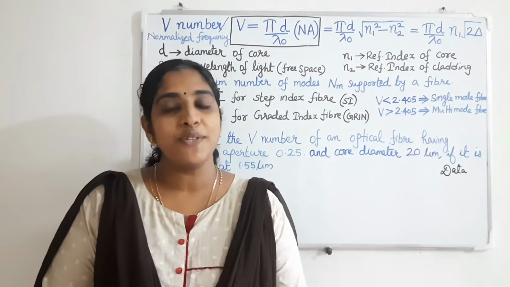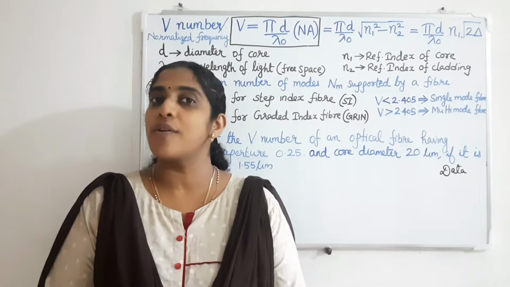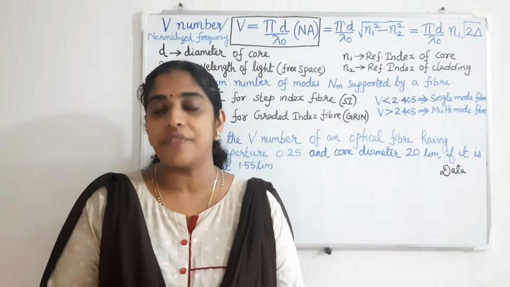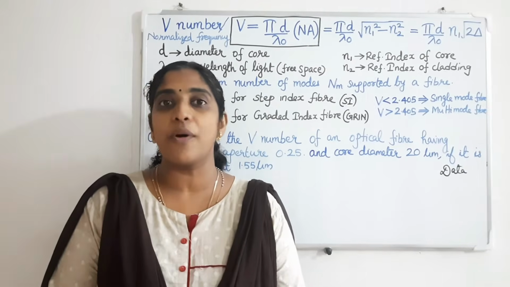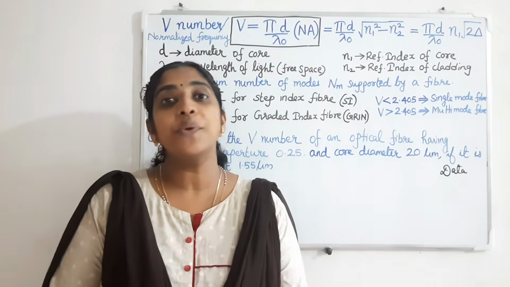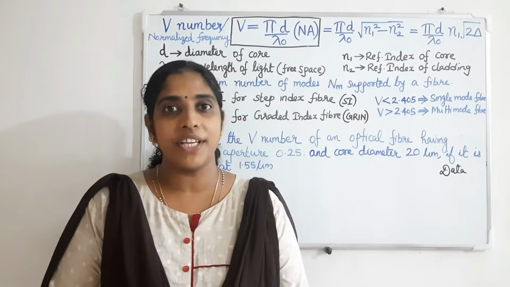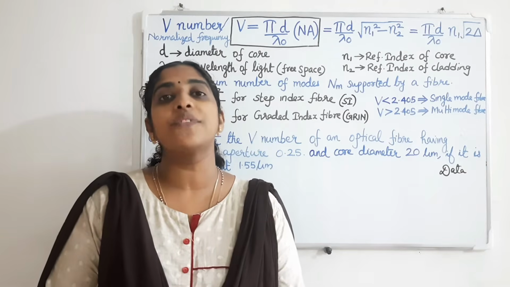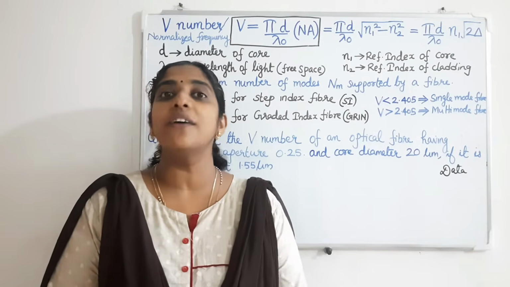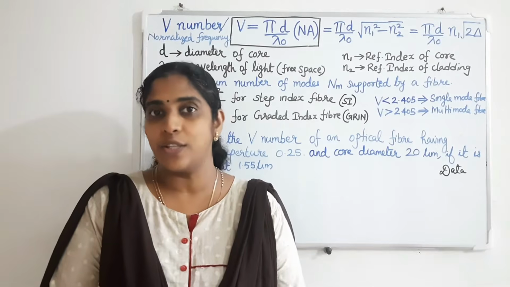As the refractive index of the core increases, the modes of propagation increases. Whereas as the refractive index of cladding increases, the modes of propagation decreases. Also, it depends upon the d by lambda ratio, that is the ratio of the diameter of the core to the wavelength of the light passing through it.